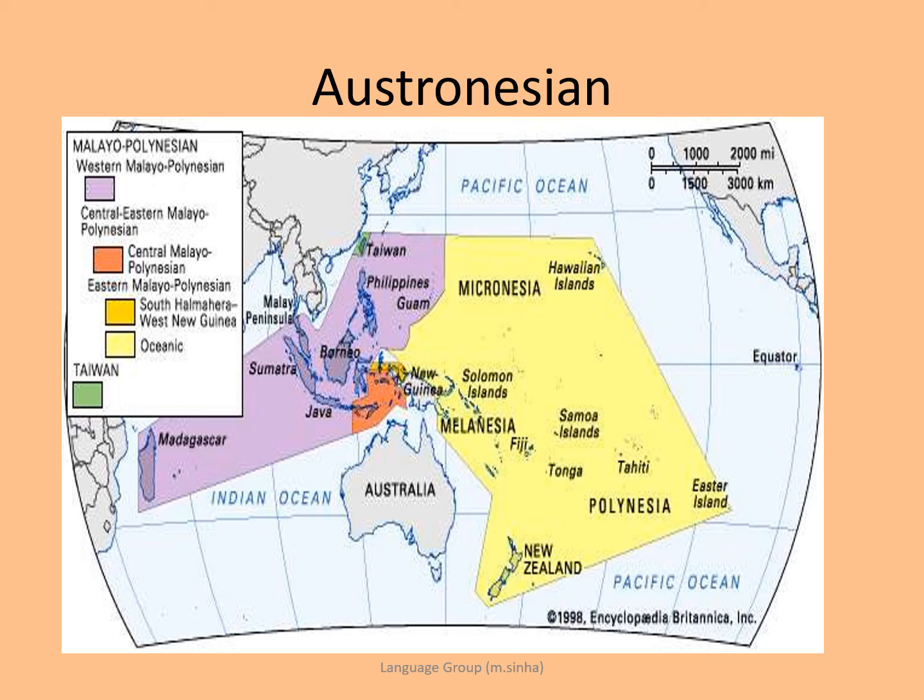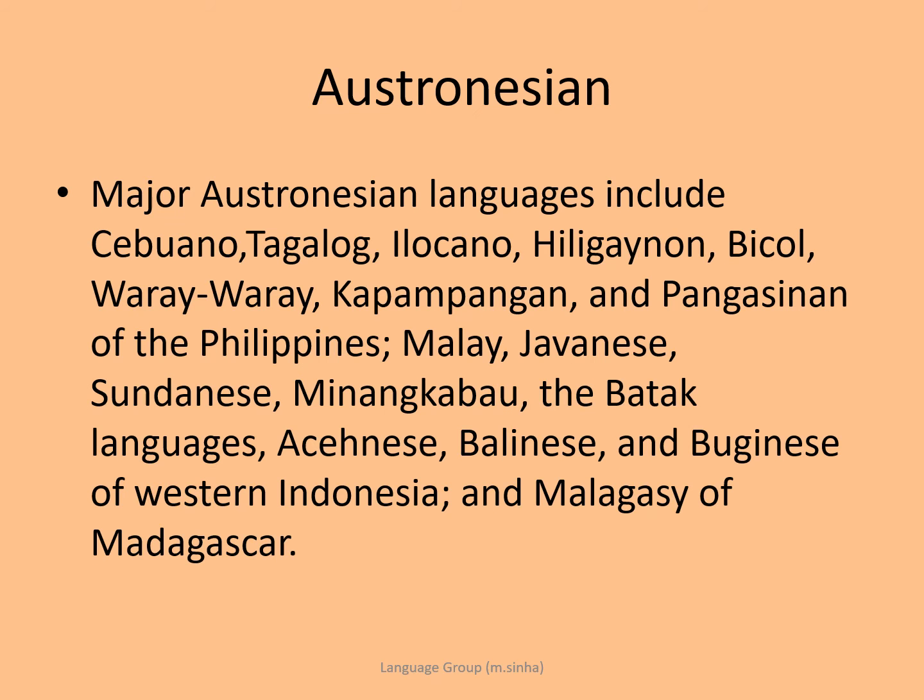Main languages of the Austronesian language group are the Indonesian language, Malagasy language, Maori language, Malay language, Javanese language, Philippine languages, Batak language, Sundanese language. All these languages are included in the Austronesian language group.